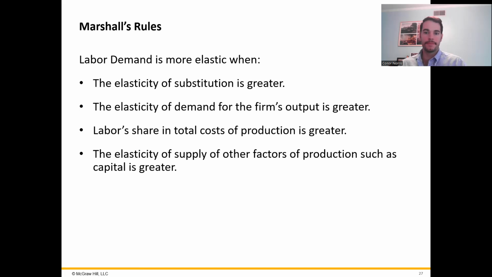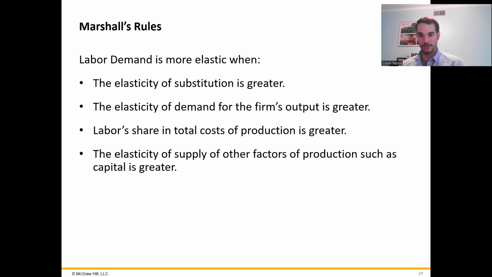And finally, labor demand is more elastic when the elasticity of supply of other factors of production, such as capital, is greater. So the more elastic the supply of other factors, the more elastic the demand for labor. If firms can easily get more capital or other types of inputs, they will adjust their labor demand more in response to wage changes. So if capital is hard to obtain or expensive, firms may be forced to stick with their current mix of labor and capital, even if wages rise.